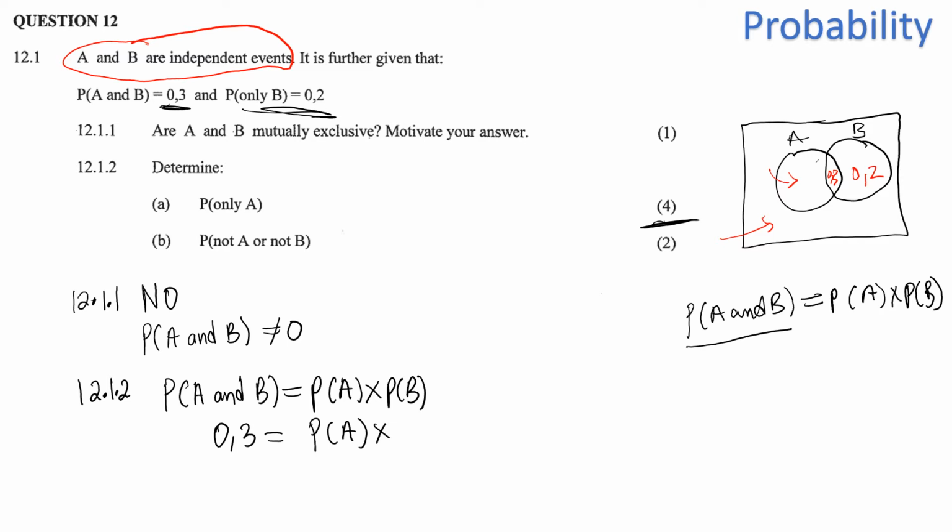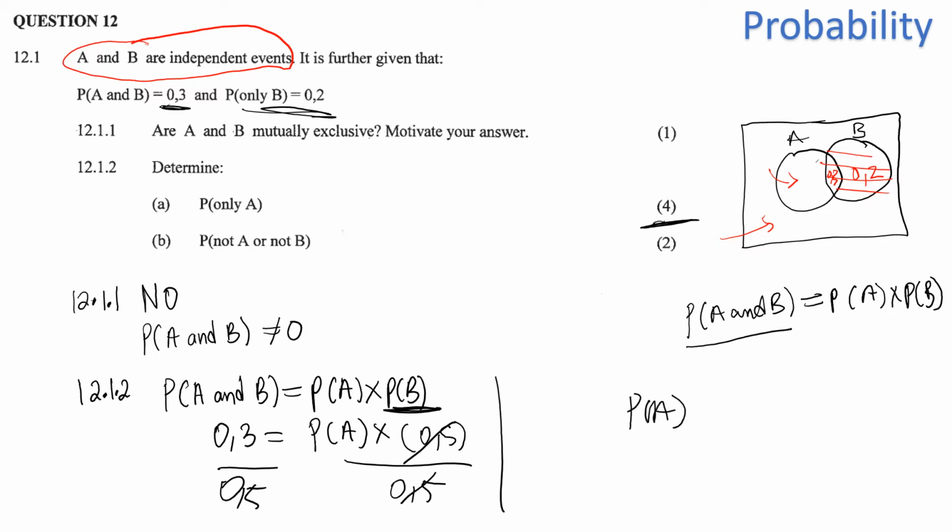In this case, we are saying probability of B, meaning that we are going to take everything that lies in the circle of B, which is 0.3 plus 0.2, which gives us 0.5. To solve for probability of A, we divide both sides by 0.5, this cancels this. Then we'll find that our probability of A is equal to what?